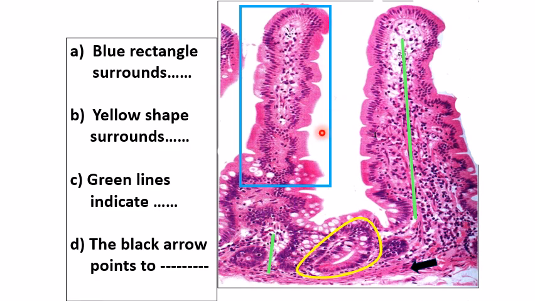Here, dear students, finger-like projections with spaces between them, so they are villi. The blue rectangle is villi. The yellow shape here is surrounding the crypt. Between the crypts, I can see connective tissue. The green line indicates the connective tissue corium at the core of the villi and between the crypts. The black arrow points to the muscularis mucosa.